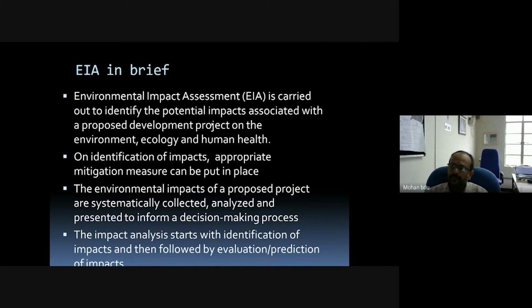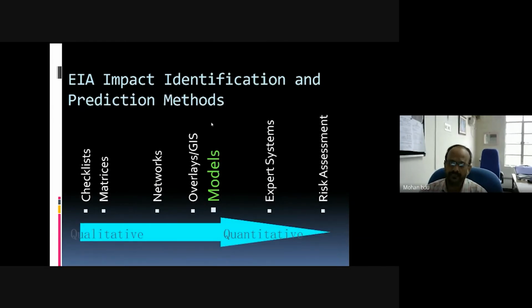They are then presented in a more understandable manner to the decision-making authority or a committee which decides on the environmental clearance or environmental governance. So in the process, the identification of the impacts or the likely impacts is predicted by various methods.